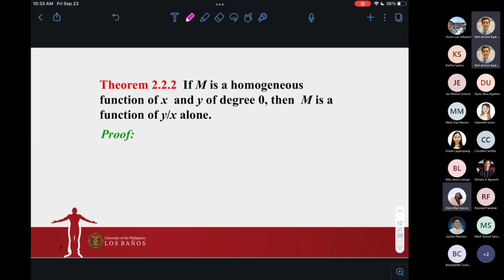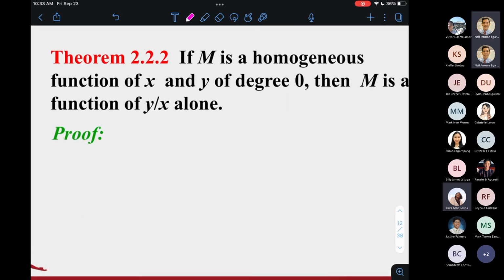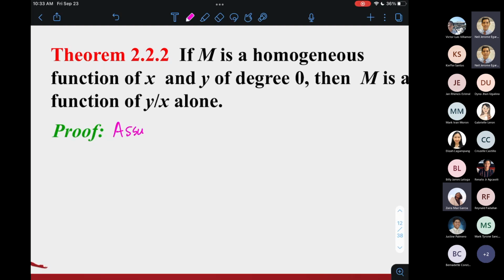So let's assume, so sa proof niya, alam na kagad natin na si m ay homogeneous of degree 0. So our assumption here is that m of lambda x comma lambda y ay equal kay m of x, y lang. Kasi nga homogeneous siya of degree 0, so there should have been a lambda raised to the power 0 here, but lambda to the 0 is just equal to 1. Okay? So ito yung ating assumption.